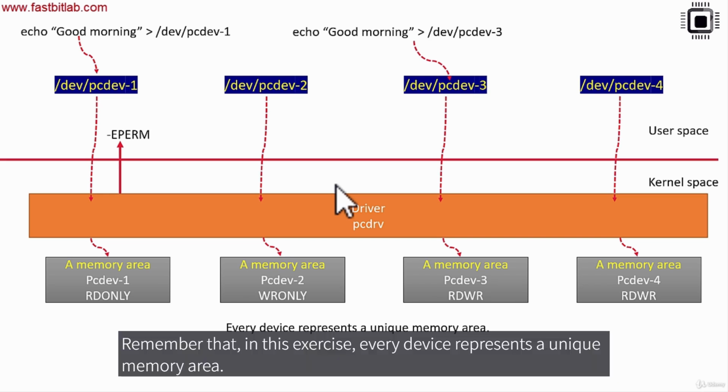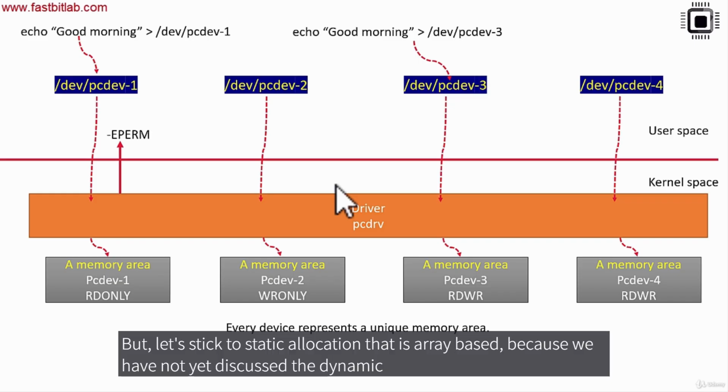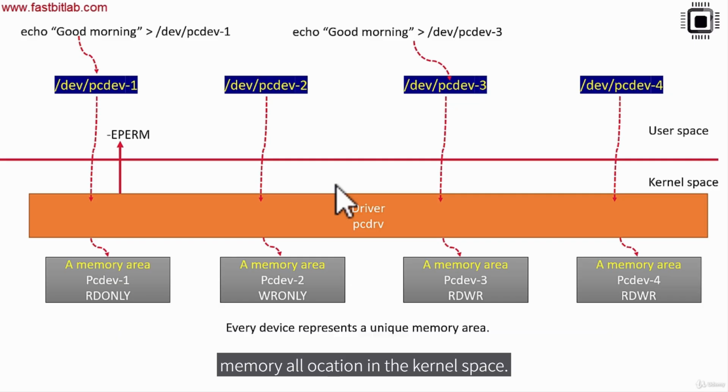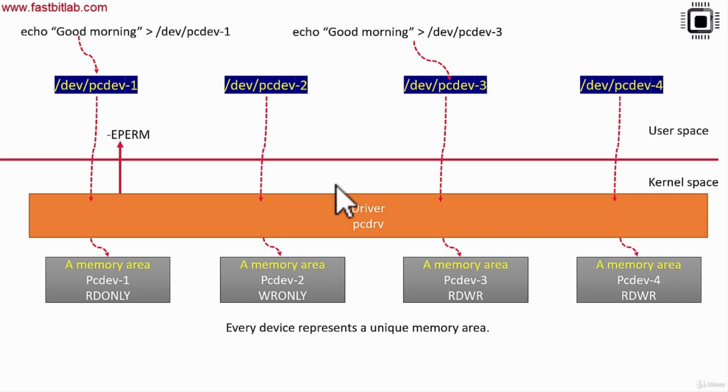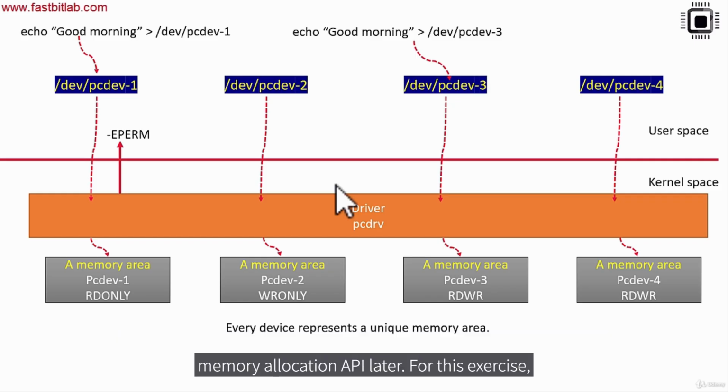Remember that in this exercise, every device represents a unique memory area. You can create the memory area either statically or by using dynamic memory allocation. But let's stick to static allocation, that is array based, because we have not yet discussed dynamic memory allocation in the kernel space. Let's push that discussion to a later point in the course. We'll discuss how to use the dynamic memory allocation API later. For this exercise, let's just stick to array-based memory.